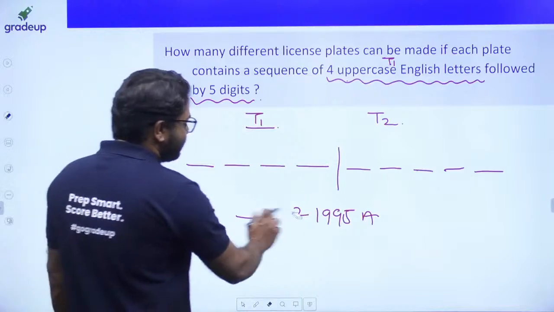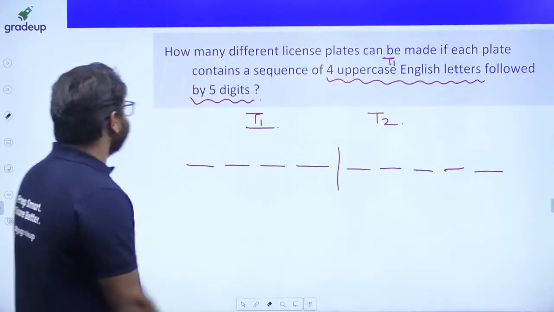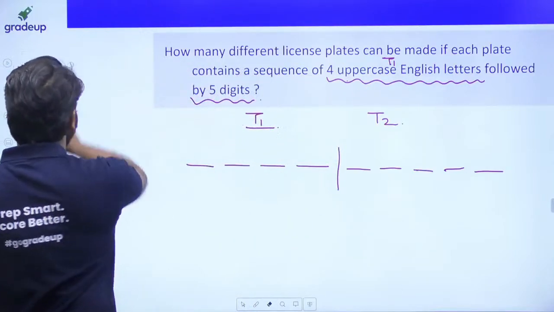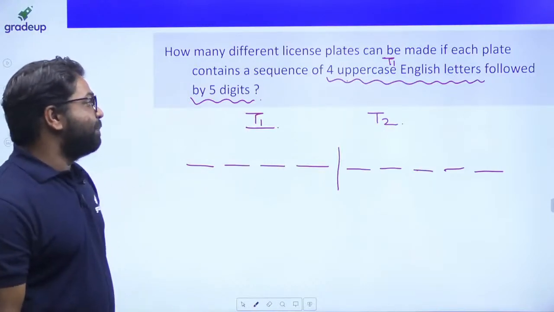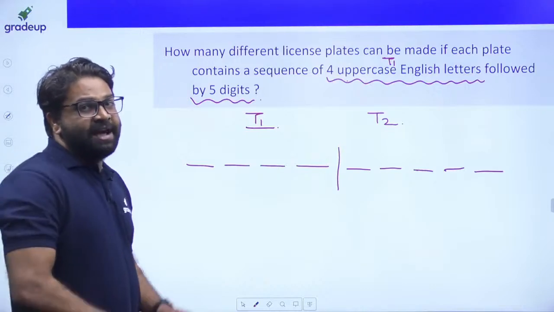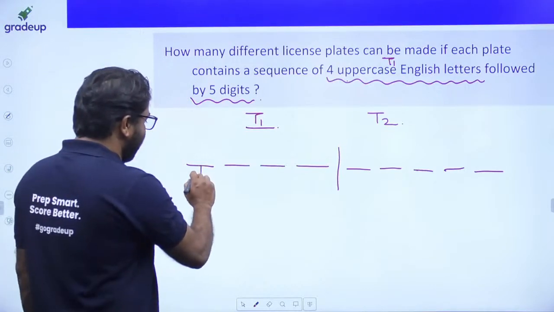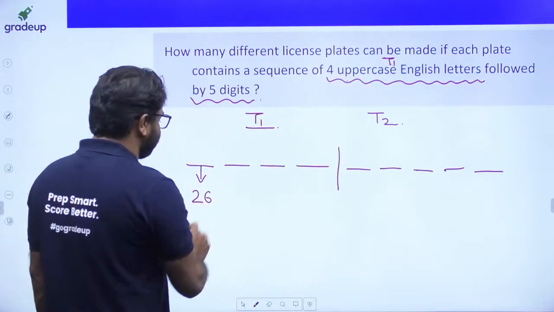So let's try to understand basically what is happening over here. Let's consider that there is a task T. How many ways can we write 4 English uppercase letters? As I have told you, if they have not given anything, then we can repeat. How many ways can we write? Which is nothing but 26 ways.